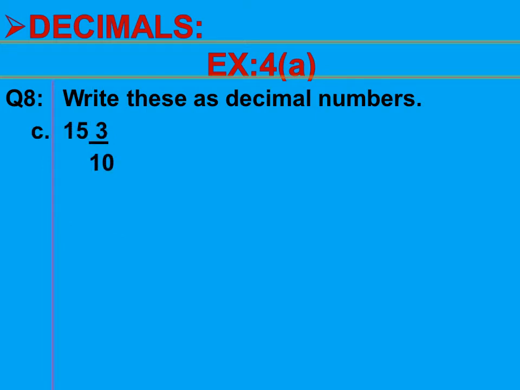Now we will move to the next part, that is part C. In this part again we have a mixed fraction. Now we will simply replace this 0 with the digit in the numerator, that is 3. And for 1 we will write a point. At the end we will get the answer 15.3.